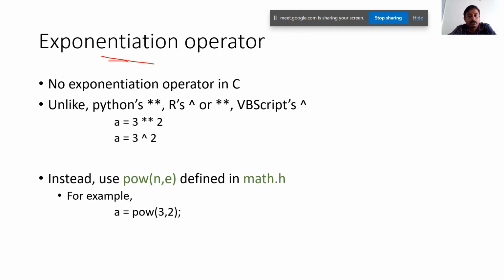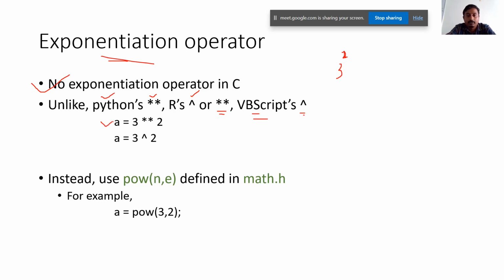Now the exponentiation operator. What do we mean by exponentiation? It means we want to find, let's say, 3 raised to power 2. Actually, there is no exponentiation operator in C, unlike other high level programming languages. In Python we have the double asterisk symbol as the exponentiation operator. In R we have the caret symbol, or it also supports the double asterisk. In VBScript we have the caret symbol for exponentiation.